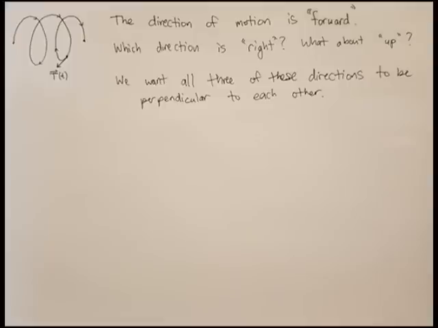So the second unit vector I want to define is the unit normal vector, which will be the derivative of the unit tangent vector divided by the length of the derivative of the unit tangent vector. And this is where that fact comes into play.